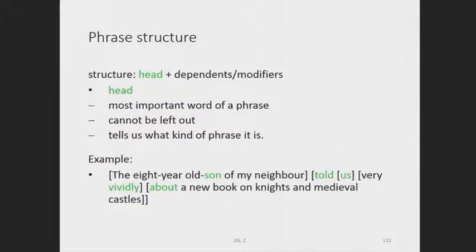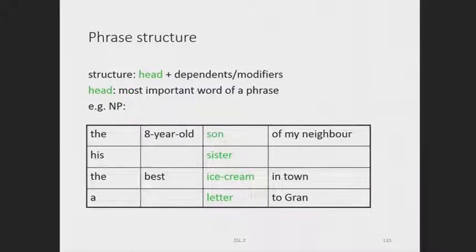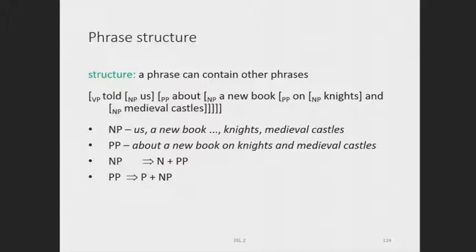So what I'd like you to take from that is that heads are most important, they cannot be left out. And depending on what phrase we have, different things are the heads, and the rest are the dependents, the modifiers usually, or determiners or specifiers, depending on what you're talking about. And a phrase can, as we have here, contain other phrases. The big verb phrase, told us about a new book on knights and medieval castles, has loads of phrases in it, which we call embedding.